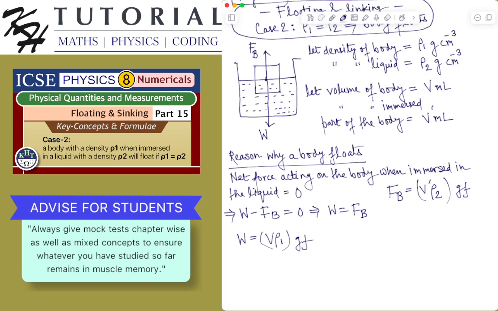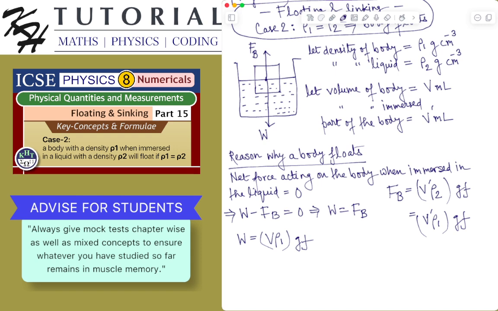So now, let's see whether if rho 1 is equal to rho 2, can W be equal to FB? Since rho 1 is equal to rho 2, I can rewrite FB as V dash rho 1, because I can write rho 1 instead of rho 2. So FB is V dash rho 1 gram force.